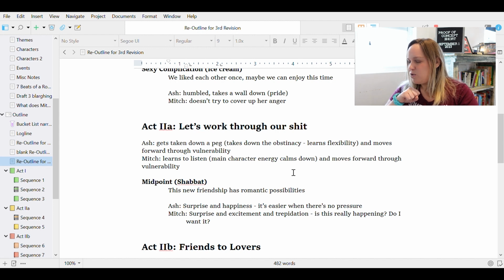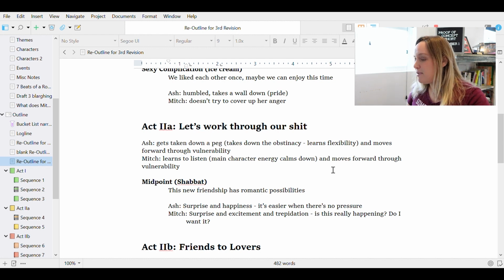So Mitch will also move forward through vulnerability, which is something she needs to learn as well. She and Ash need to learn vulnerability, but in different ways. Ash in terms of connecting with people, and Mitch in terms of trusting and connecting with herself, because she very much is a people pleaser.